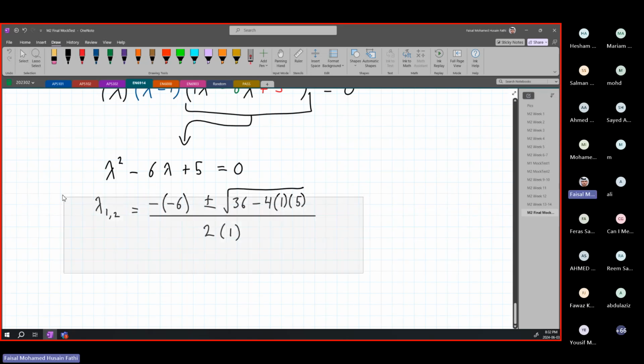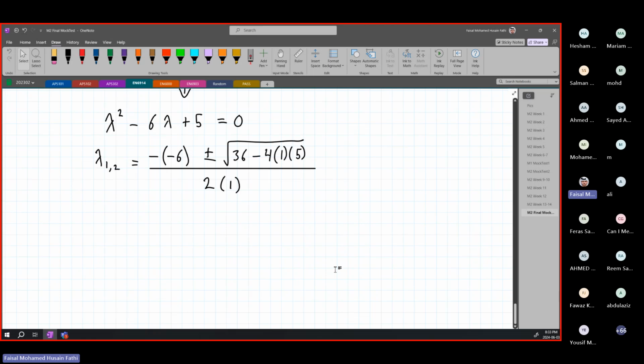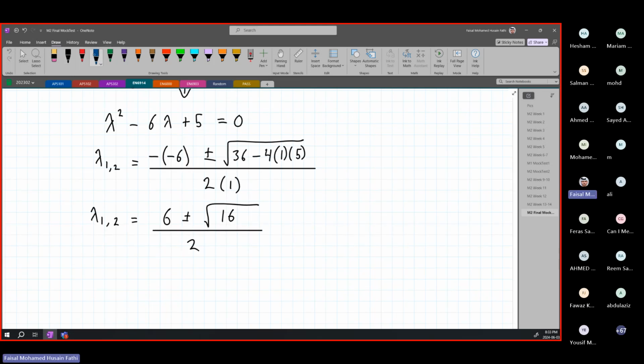Again, you can use a calculator mode. I'm not sure if they're going to deduct marks or not, but I'm doing the full way just in case you have to show steps. All right. So once you do this, you're going to have lambda 1, 2 is equal to, simplifying, 6 plus or minus the square root of 36 minus 20, which is 16, over 2.